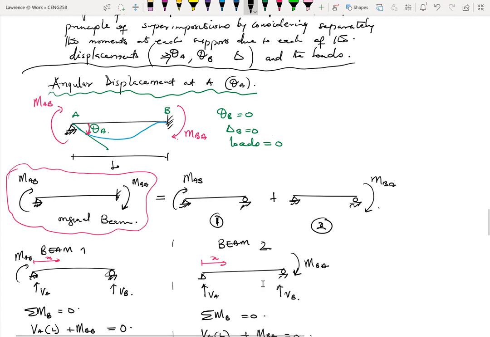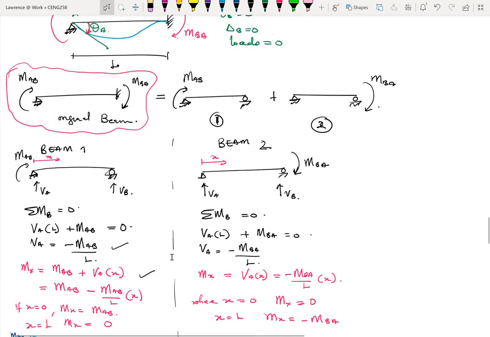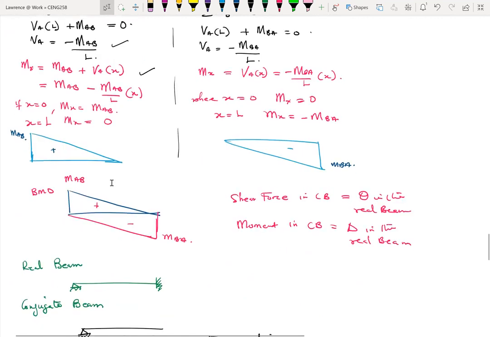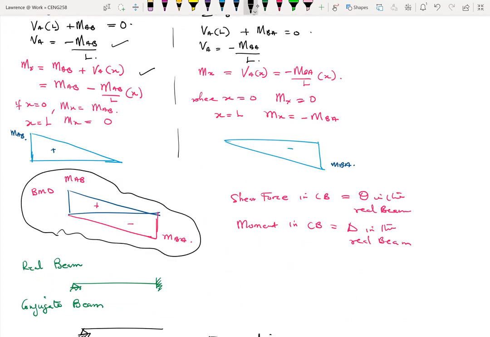Okay. So for beam one, we have a point moment at A called MAB. Then we find the reactions VA, and then we draw the bending moment diagram. Then we come to beam two, go by a similar approach, find our moment MBA, and then draw the bending moment diagram. Once we draw these two bending moment diagrams, this becomes the final bending moment diagram for us.